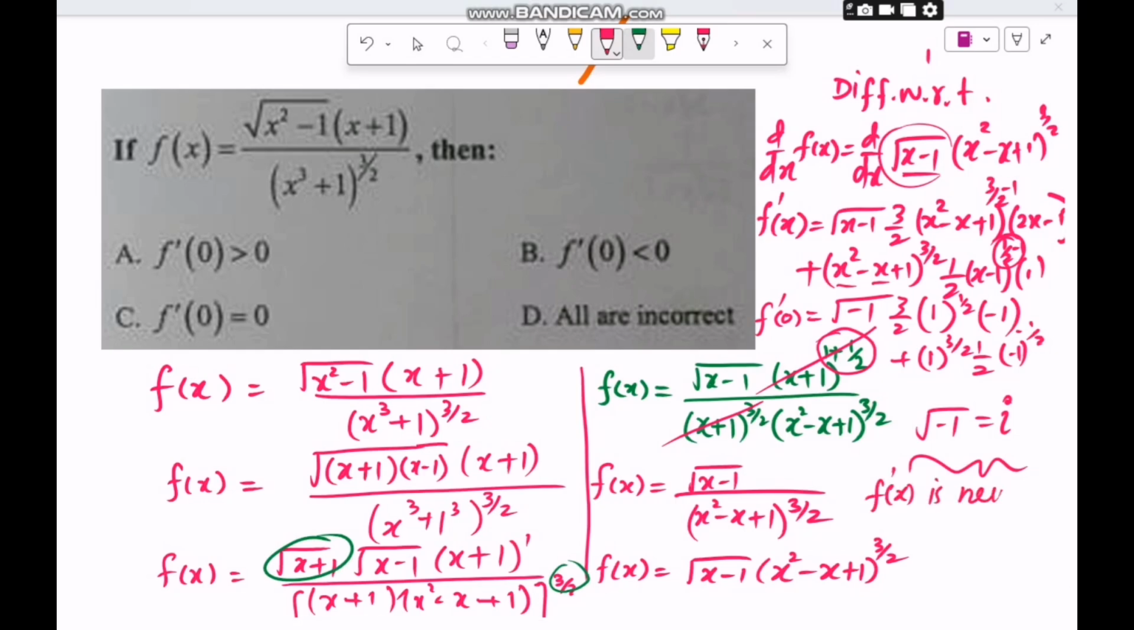All are incorrect. Why are all incorrect? Because iota is appearing in f prime of 0. In the end, iota appears. So that iota actually confirms the fact that it is neither positive nor negative, nor 0 even. All these options are incorrect. So the derivative of this function is neither positive nor negative, and in fact, neither is it 0. So three options A, B, C are incorrect. So the fourth option is the correct option.